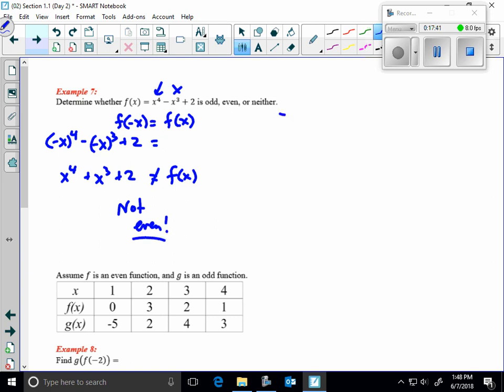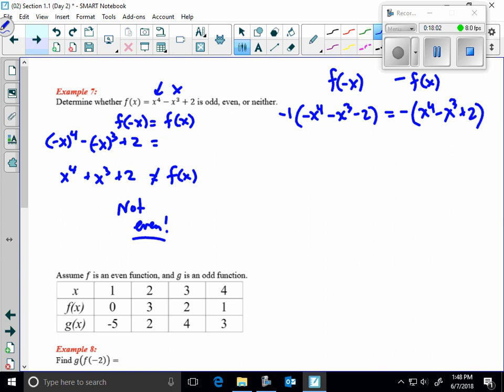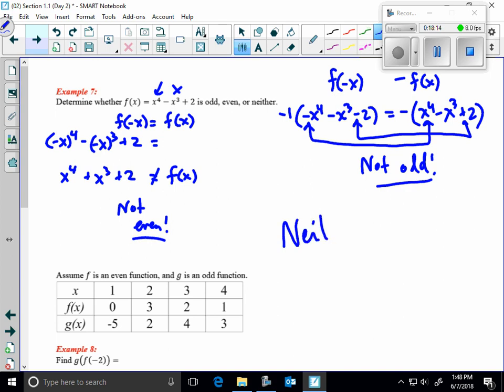What if I pulled out a negative 1? That'd be negative x to the fourth minus x cubed minus 2. So that's f of negative x. Is that equal to negative f of x? Well, what's f of x? x to the fourth minus x cubed plus 2. I mean, there's obvious contradictions here. That's not true. Those aren't equal, so it's not odd. Therefore, it is neither.